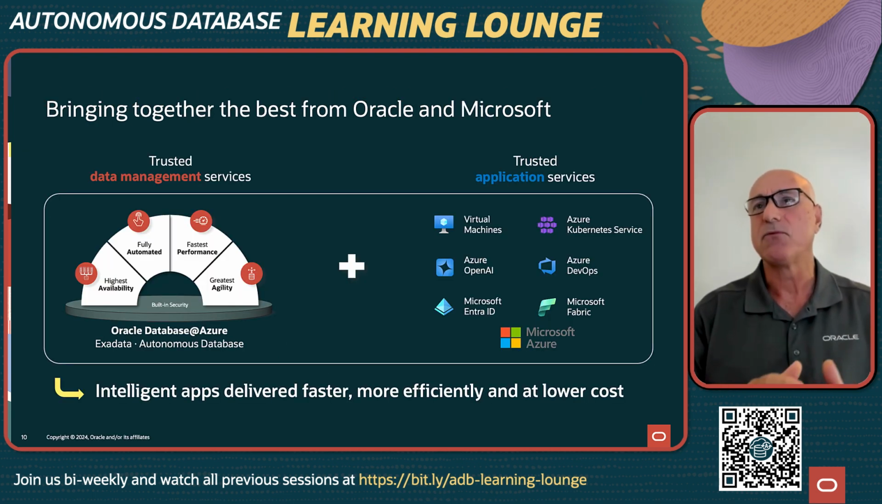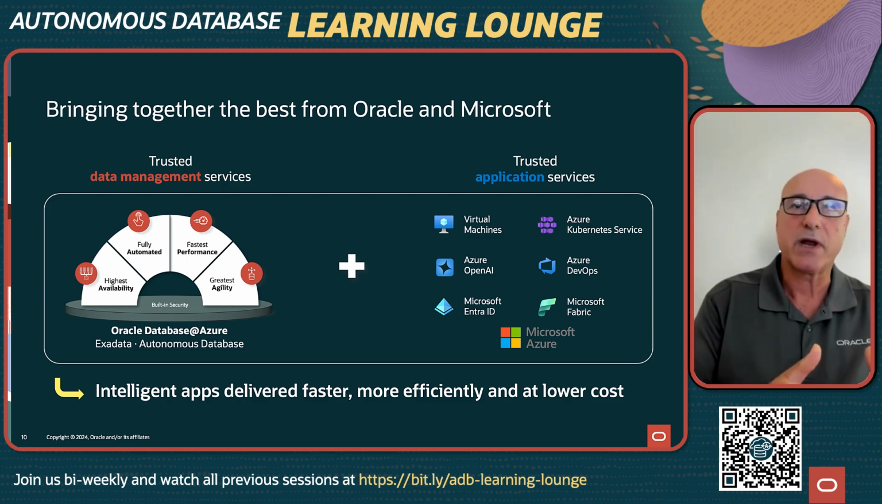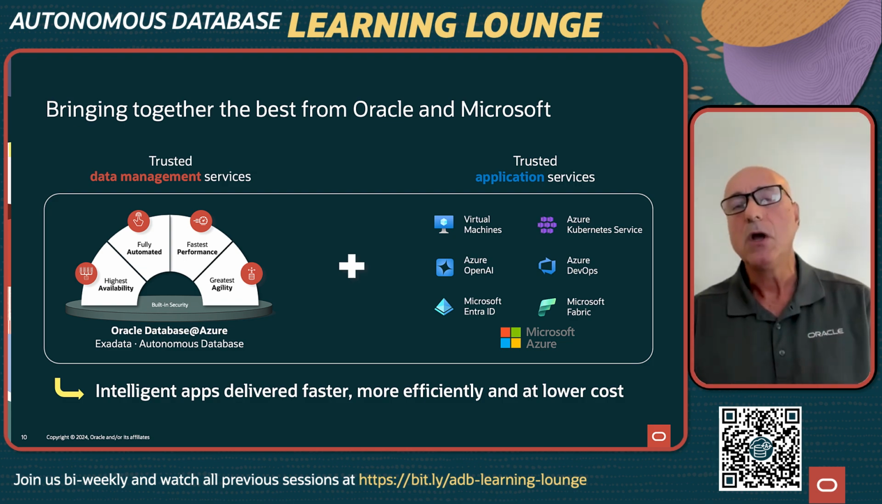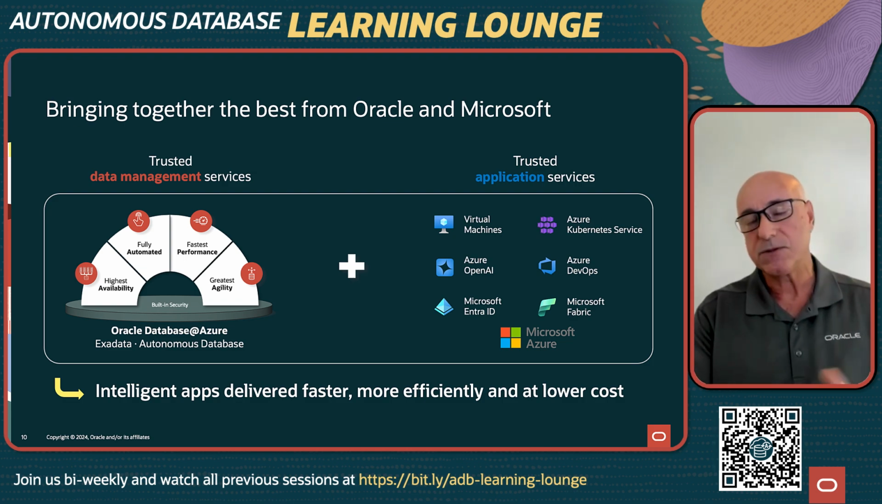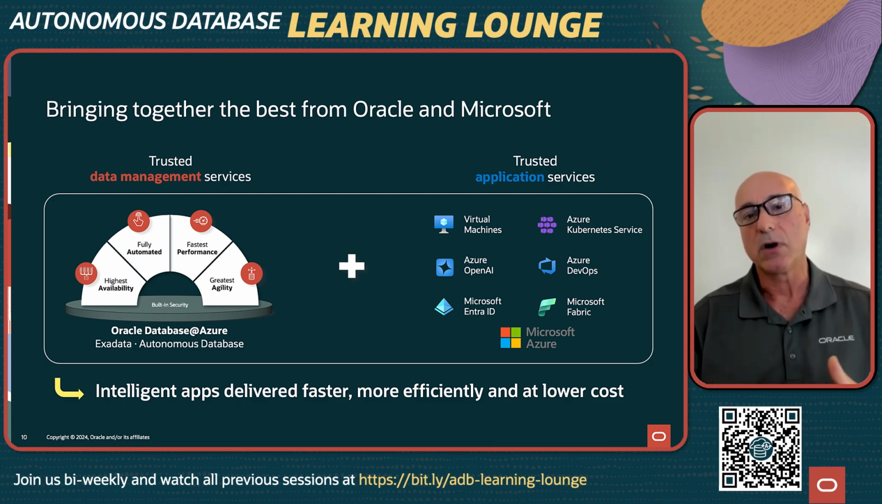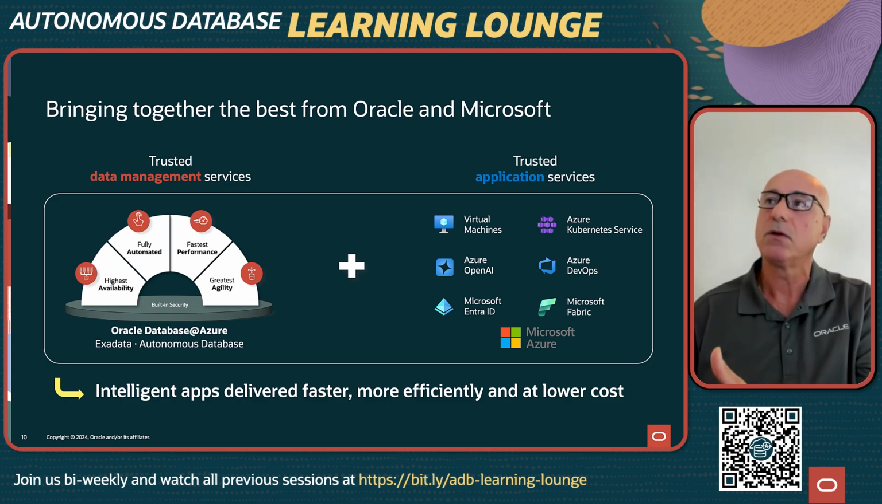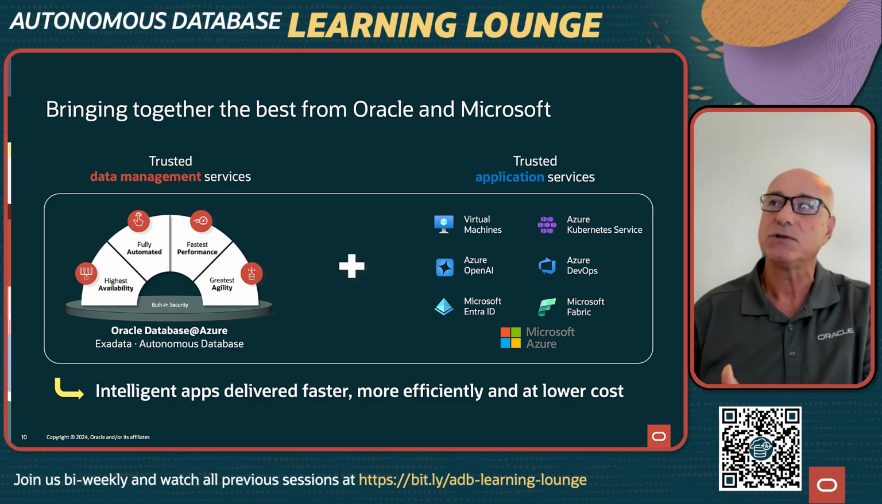So how are we going to crystallize that today? I already said we're bringing our best database services natively into Azure. But what does that mean? It means we're bringing all the highest levels of availability and the full automation, and that was one of the key answers in the poll questions that Marcos asked about what you are looking to get out of this. These are the greatest agility, the most fully automated, highest availability database services from Oracle, and we're combining those with the trusted application services in Azure.